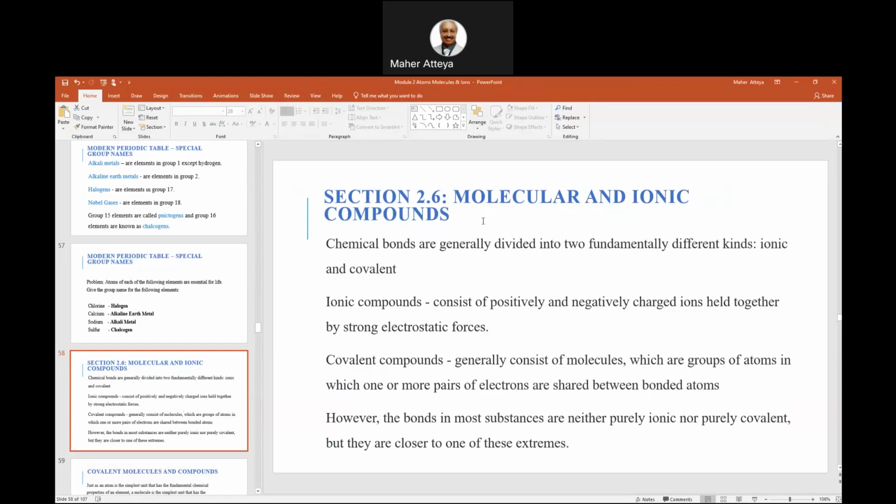We still have a couple of minutes. What is the difference in the physical and chemical properties between ionic and covalent? If I give you two compounds in two bottles, this compound is ionic, this compound is covalent, how can you differentiate between them inside the lab?